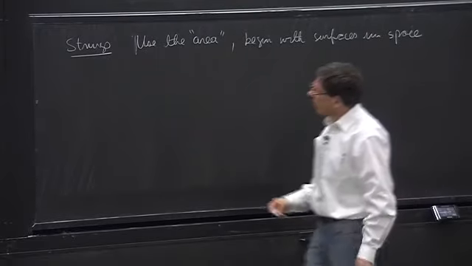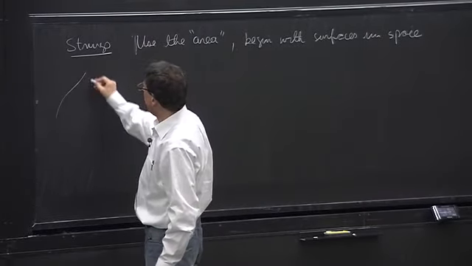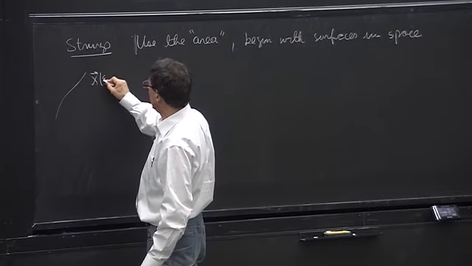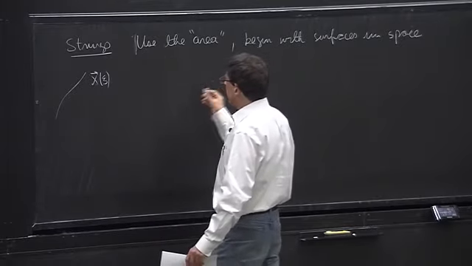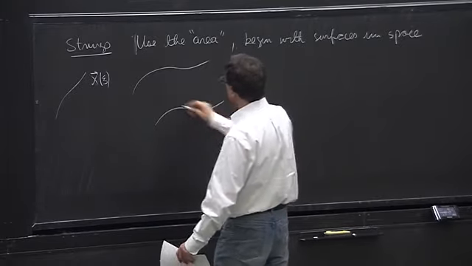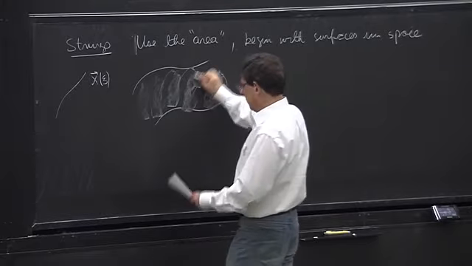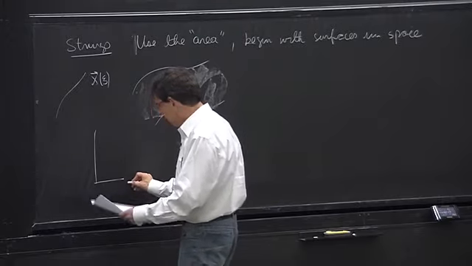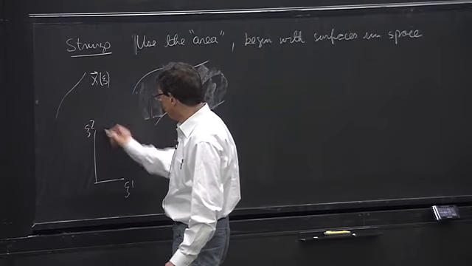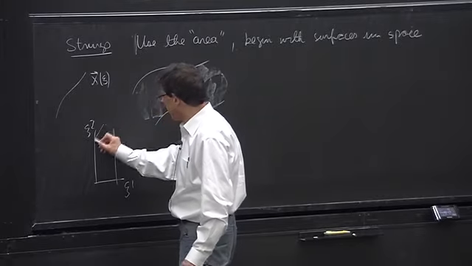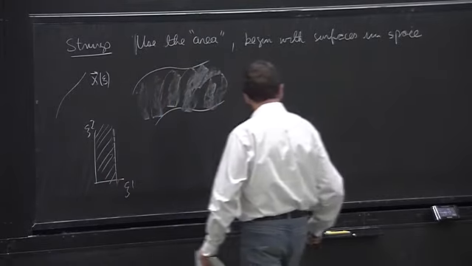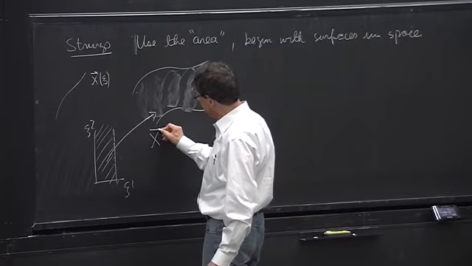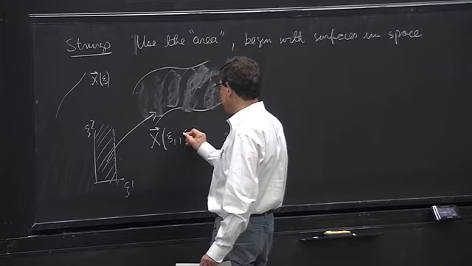So a surface, just like a line is parameterized, a line in space would be parameterized by x of some parameter psi. A surface in space is parameterized by two things, two parameters. Let's call them sigma 1 and sigma 2. And you have these two parameters, and then you have maps from this to space. So x of sigma 1 and sigma 2.